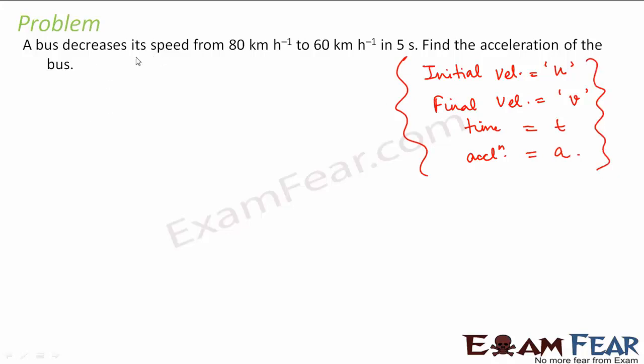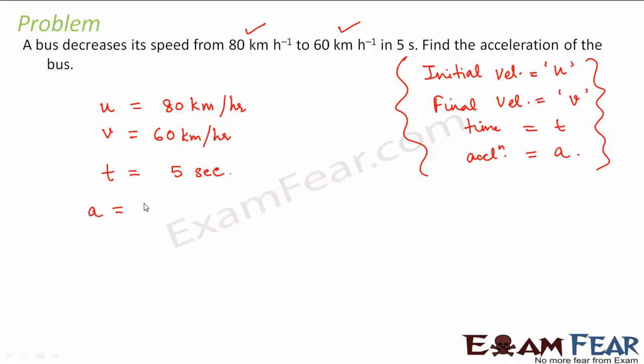So here it says that the bus decreases its speed from 80 kilometers per hour to 60 kilometers per hour. That means initial velocity was 80 kilometers per hour. Final velocity is 60 kilometers per hour. In how much time does it decrease this velocity? Time is 5 seconds. Now we have to find out the acceleration of the bus. What is acceleration? Acceleration is nothing but change in velocity by time, that is dv by dt. So what is the change in velocity here? Final velocity minus initial velocity divided by time.